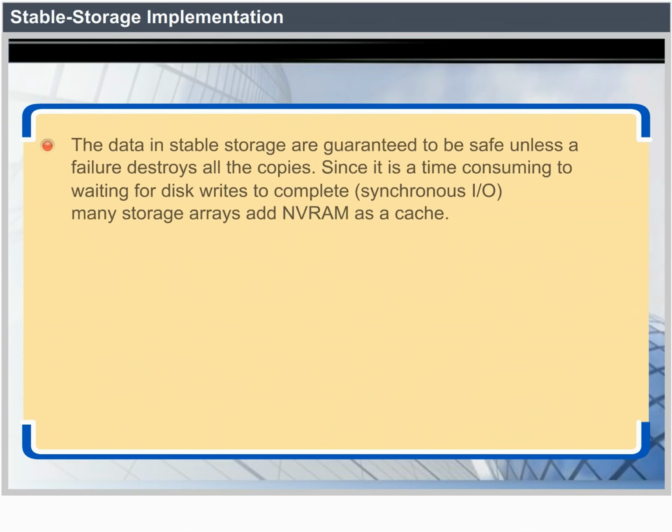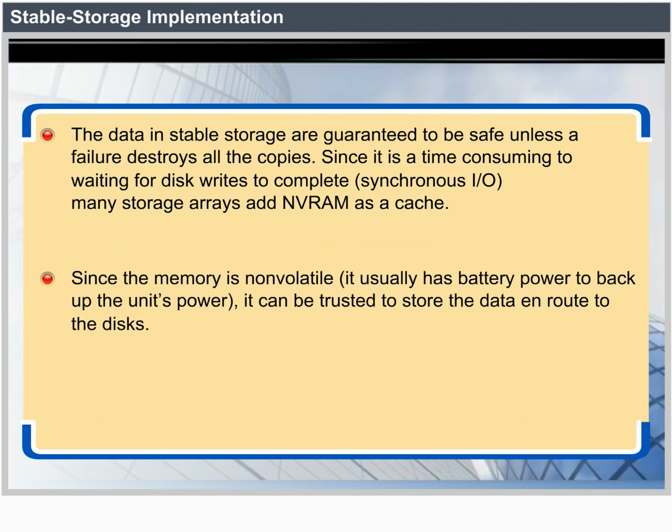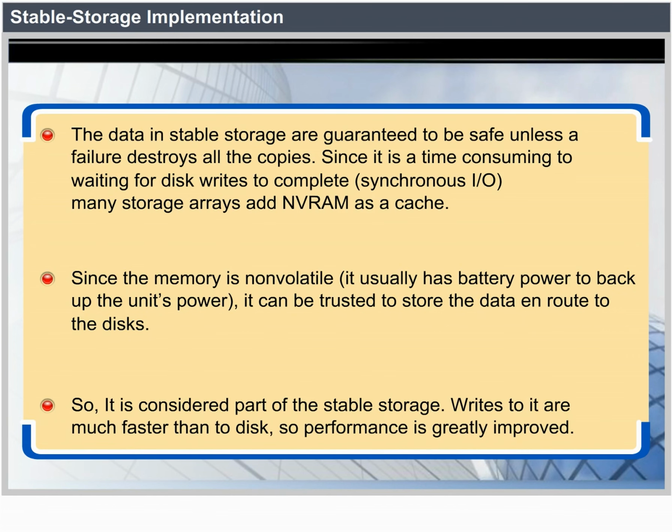Because waiting for disk writes to complete, synchronous input-output, is time-consuming, many storage arrays add NVRAM as a cache. Since the memory is non-volatile, it usually has battery power to back up the unit's power. It can be trusted to store the data en route to the disks. It is thus considered part of the stable storage. Writes to it are much faster than to disk, so performance is greatly improved.